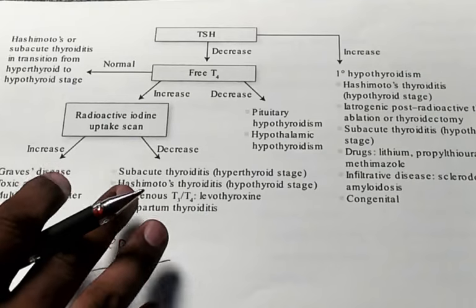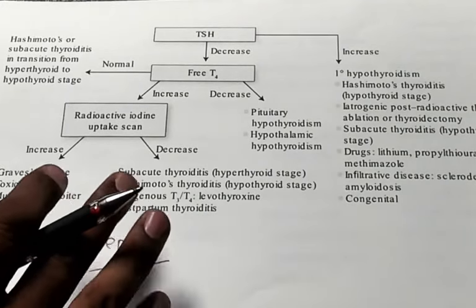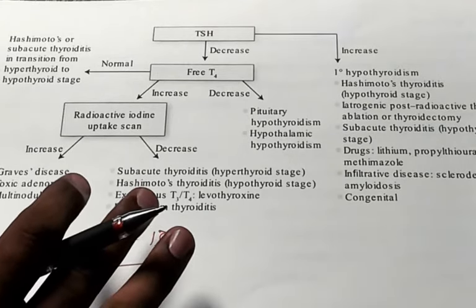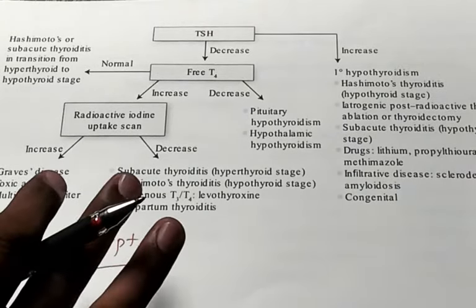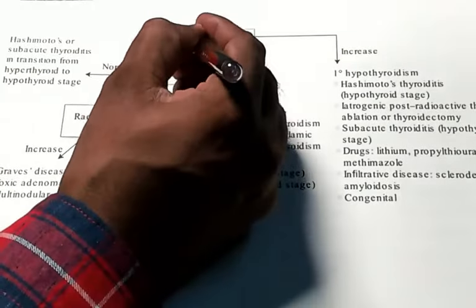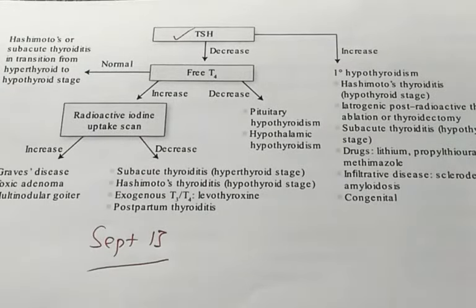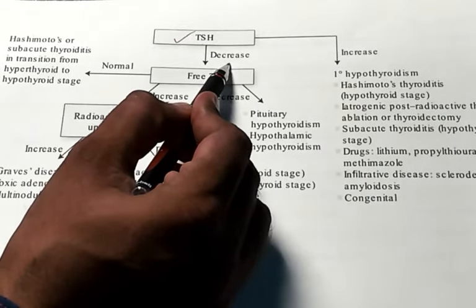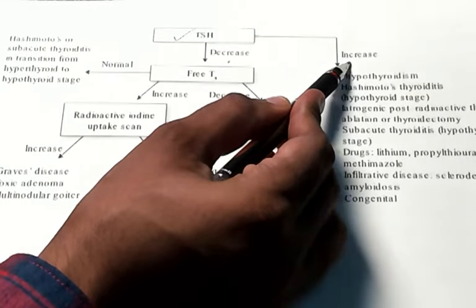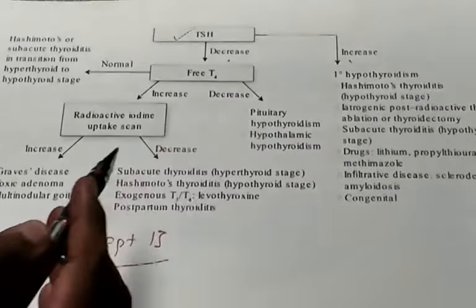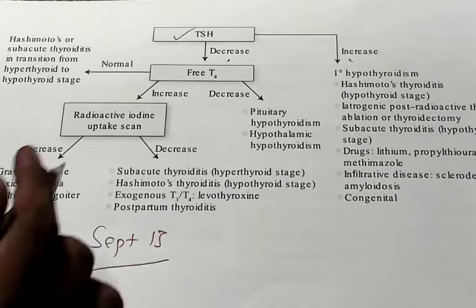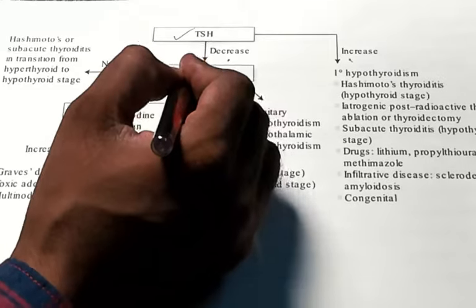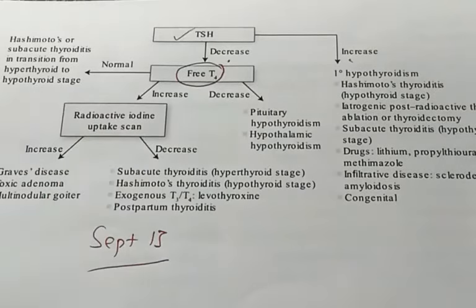Lot of times this question is being asked in the NEET PG exam. You should be very well versed with the flowchart. But yeah, TSH is the starting point. If the TSH is decreased, it is hyperthyroidism. TSH is increased, it is typically hypothyroidism. Now TSH is decreased. If the TSH is decreased, you have to get the free T4.